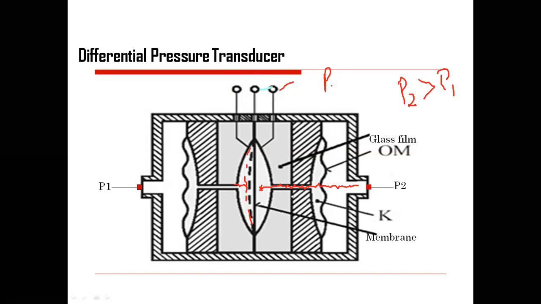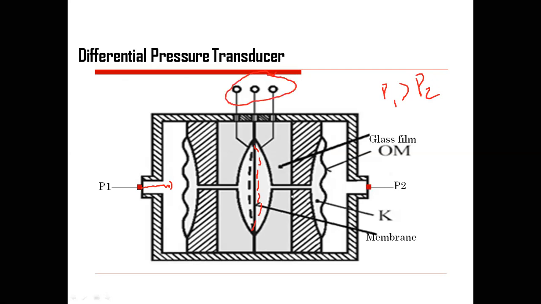Now, if I change the configuration, suppose my P1 is greater than P2. So P1 will be the maximum one, P2 is the lesser one. So this particular part is going to be deflected like this, and again the resultant output generated will be more. But for these pressures P1 and P2, due to the difference, there will be a movement.